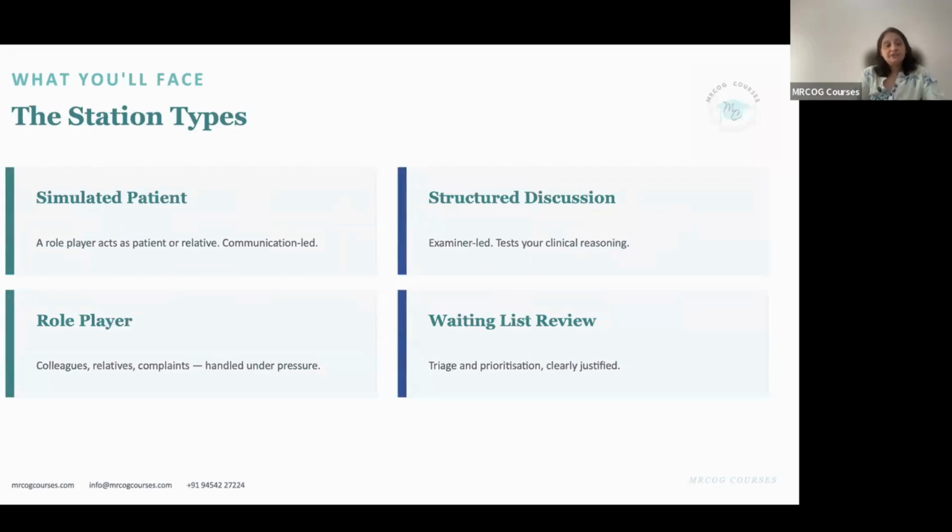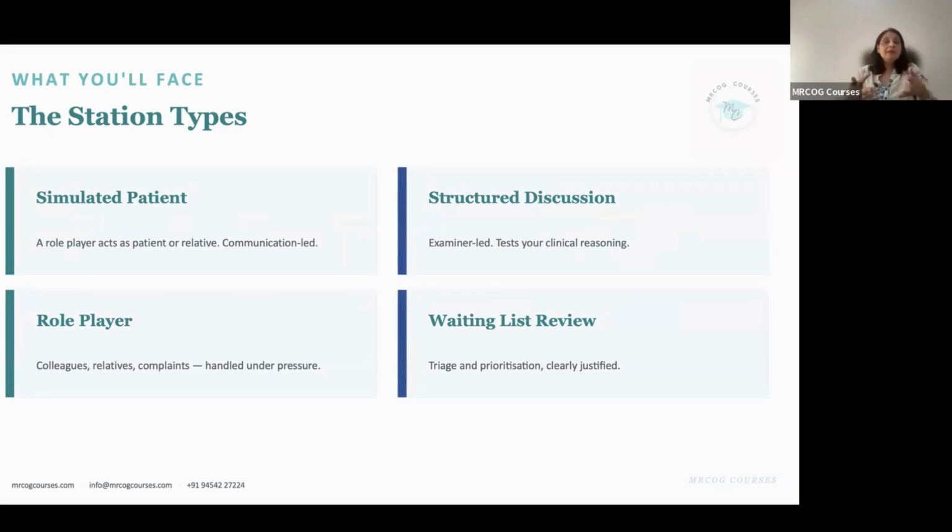Now, what will you face? What type of stations will you face? One is the simulated patient, which is basically the role player task. You enter the chamber and the role player is sitting there, acting as a patient, and you have to talk to the role player. Okay. So, simulated patient task, role player task.